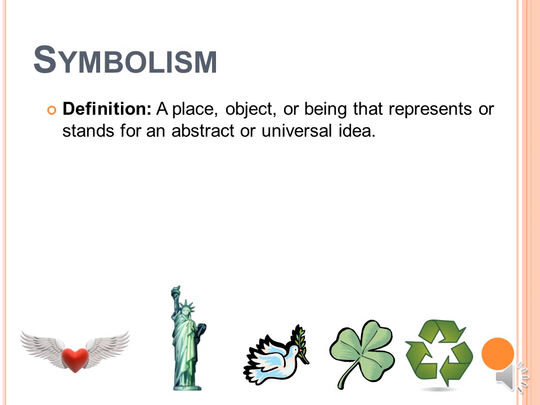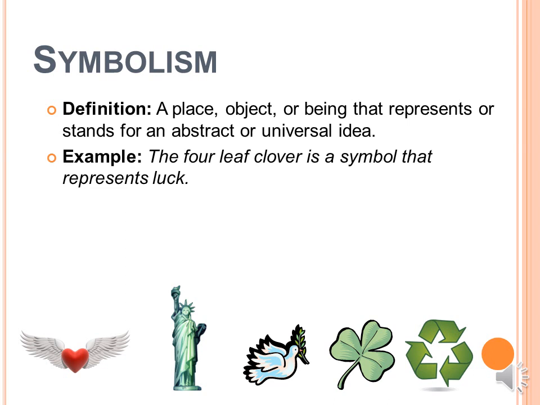Symbolism. It's a place, object, or being that represents or stands for an abstract or universal idea. This one's pretty straightforward, but symbols are important because they save space. You can use an object or a thing to represent an idea, and that idea to explain would have taken a lot of words. So with a symbol, you can get a big explanation packed into a small, either a single word or, in the case of art, a picture.